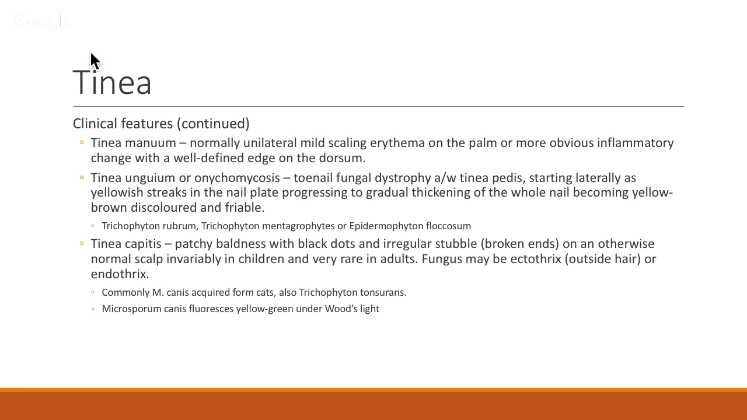Tinea manuum, so it might be like one hand, two feet disease. This is when it affects normally just a palm, but there'll be either mild scaling erythema, or more obvious, well demarcated erythema if it's the dorsum of the hand. Tinea unguium, or onychomycosis, is when it affects the nail, normally causing a widespread yellow brittle nail. Generally it starts laterally as a single longitudinal band and then progresses.